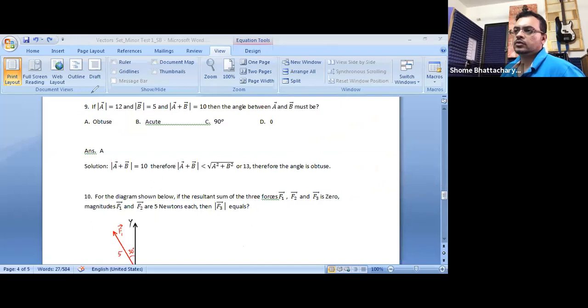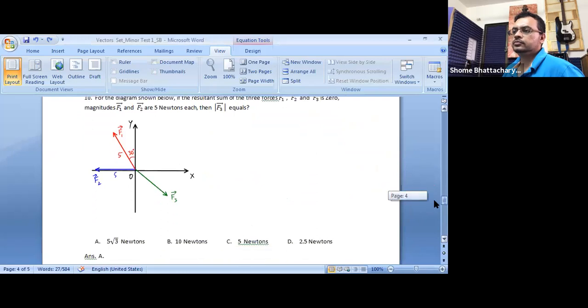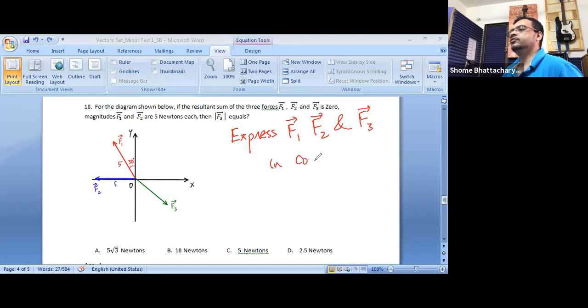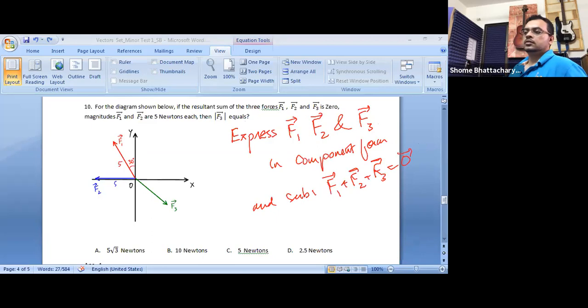Okay, so let's come to the next question, the 10th one. Again, this is a type of question where the resultant of these 4 vectors is 0. So how will we do this? Write all the vectors in component form. Express F1, F2 and F3 in component form and substitute in the equation that their vector sum should be 0. This is what we have to do.